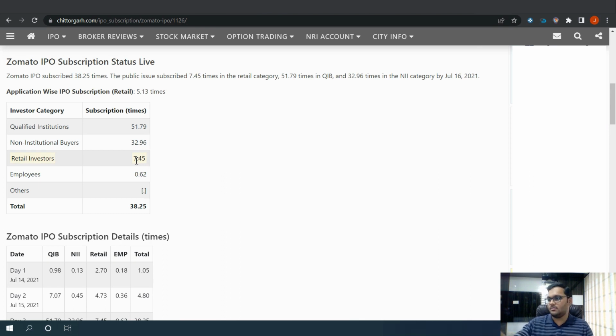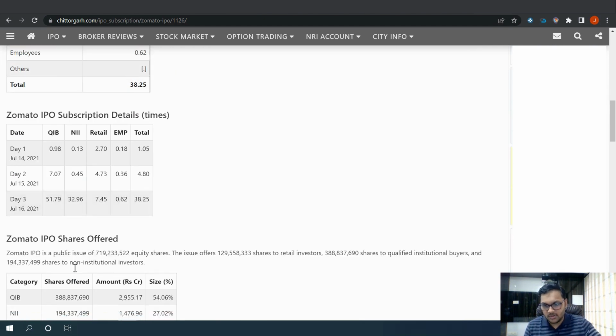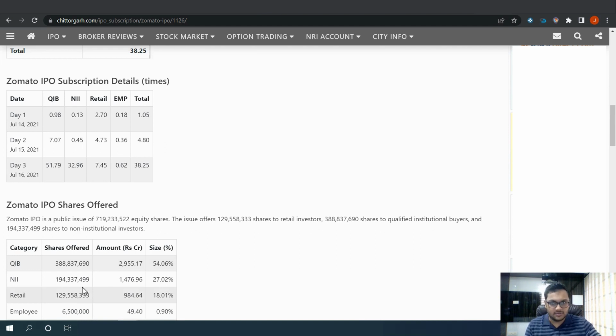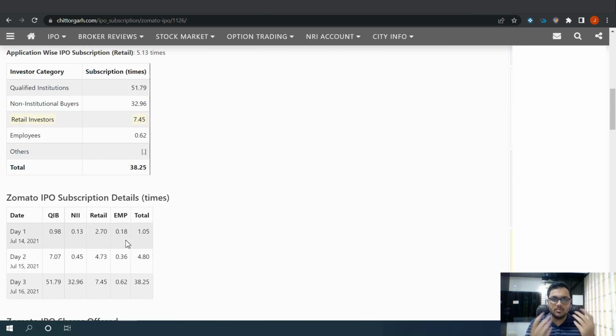Okay, now someone wanted to buy 200 shares, someone wanted to buy 100 shares, someone wanted to buy 300 shares, and the total came up to 90 crore shares, but Zomato was only offering 13 crore shares. So obviously all 90 crore shares won't be allotted, right? Zomato is only offering these many number of shares, right? 13 crores to retail investors. So all the people who applied for the IPO won't get allotted with the shares.